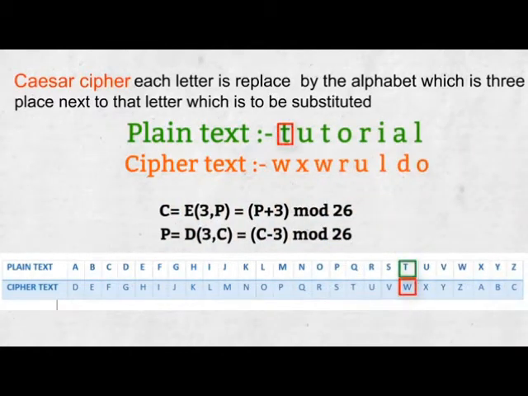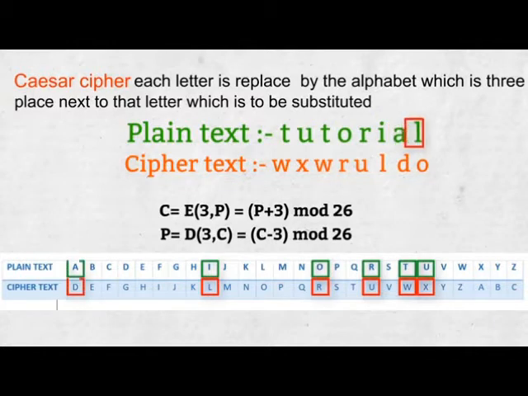T is replaced with W, U with X, then again T with W and O with R. Note, we can use upper or lowercase letters here. R will be replaced by U, I will be replaced by L, A will be replaced by D, and C with O. We use these techniques to replace our original text message tutorial with a ciphertext message.